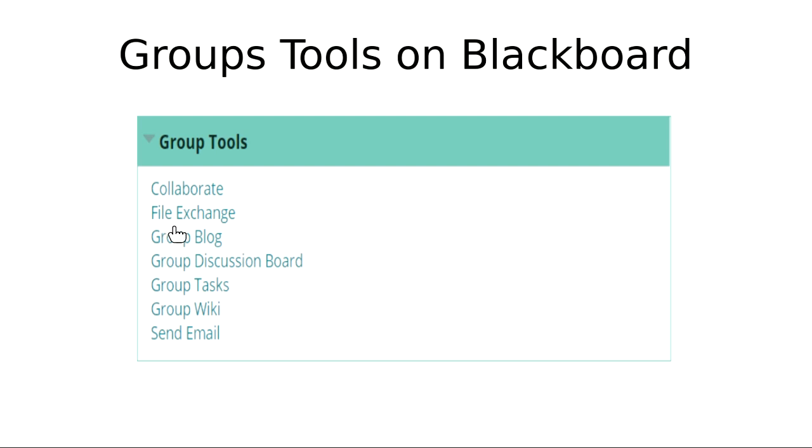Then you can do a group blog if you want to, and I'm going to skip down here. You can do group tasks and assign tasks to each other. You can also do a group wiki, and you can send each other emails from within Blackboard using this group tool. The one that I really want to focus on, though, is the group discussion board, and I'll show you another screenshot in a second. You click on that, and it'll take you to the group's discussion board, which will look something like this.